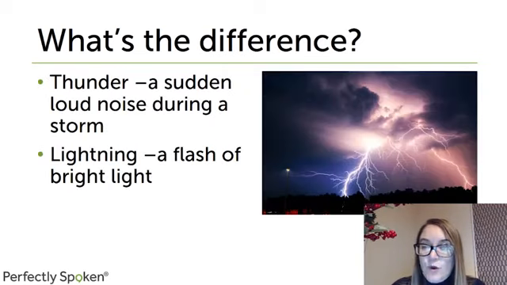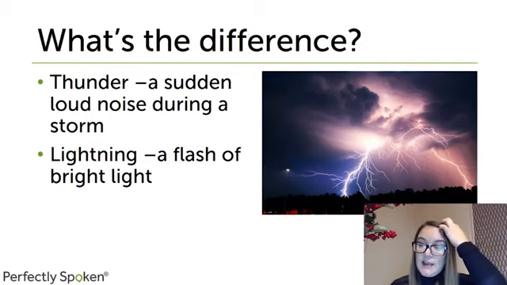Number 3 was thunder and lightning. So well done if you identified these are connected to storms. The difference here is thunder is the noise, it's what you hear, and lightning, as the name suggests, is the light in the sky. So as you can see in the picture here, we have some very dramatic lightning.